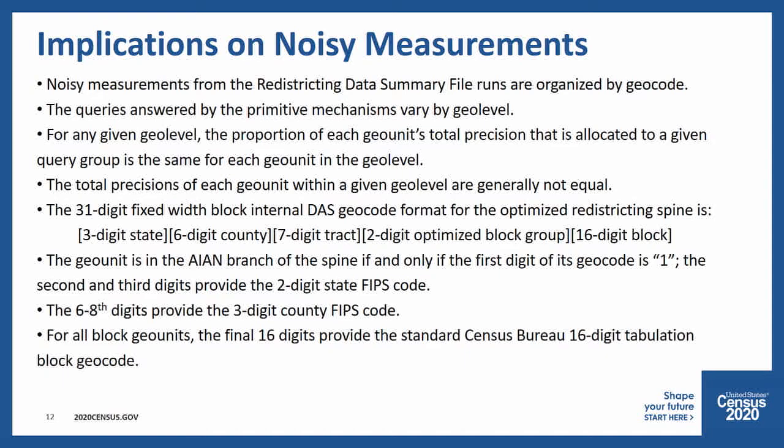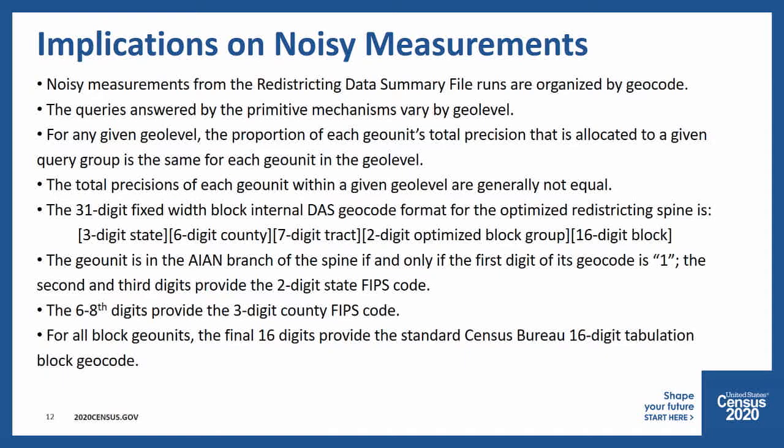Finally, here we have the format string for the optimized redistricting spine. It's 31 digits long. I'll just focus on the two ends of this format string here, because those are the ones that are easiest to interpret. So the GeoUnit is in the AAN branch of the spine if and only if the first digit of its geocode is 1. And the second and third digits, assuming that it's at the state level or below, correspond to the 2-digit state FIPS code. And the 6th to 8th digits provide the 3-digit county FIPS code, assuming that it does have at least 8 digits.